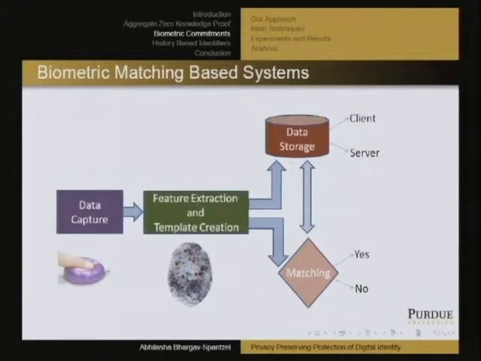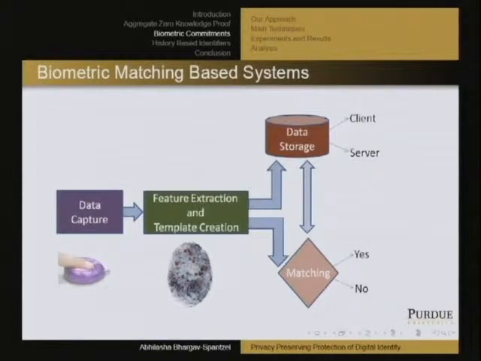What is traditionally done is that the biometric is captured and certain features are extracted. Once you extract the features, a template is created. A template is essentially a digital encoding of a biometric. At the time of enrollment, it may be stored at the client or the server, and different problems exist based on where it is stored. At the time of verification, there's a probabilistic matching against the stored template. So one of the biggest problems here is the template itself.